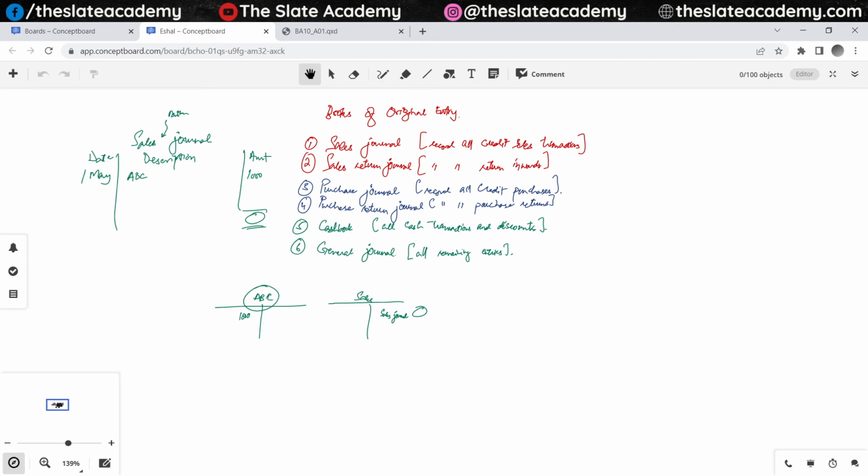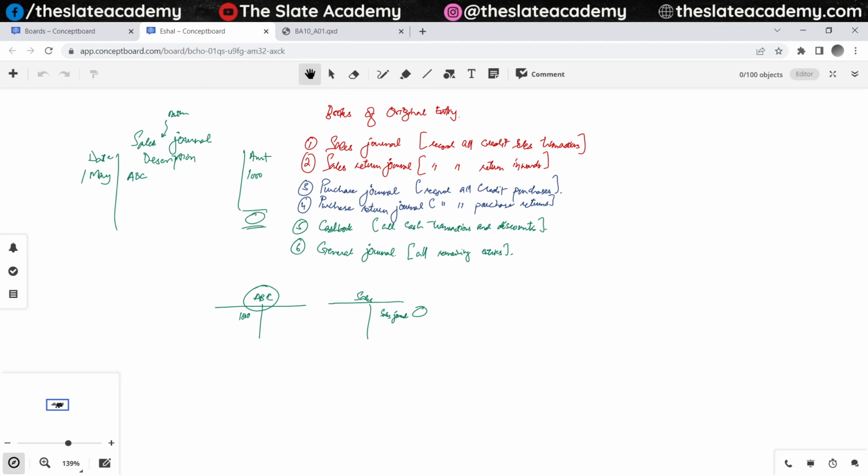And for all those four T accounts, we won't be posting the individual entries in the T accounts. We'll be posting the entries first in their respective journals. And at the end of the period, we'll be calculating the totals and posting the total as a single value in the sales T account or purchase T account or sales return T account or purchase return T account. Okay.